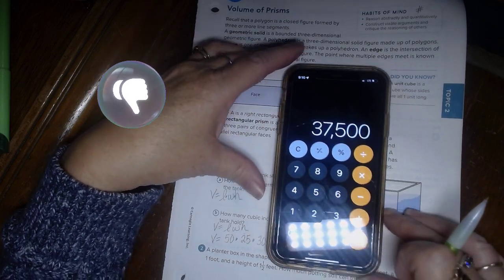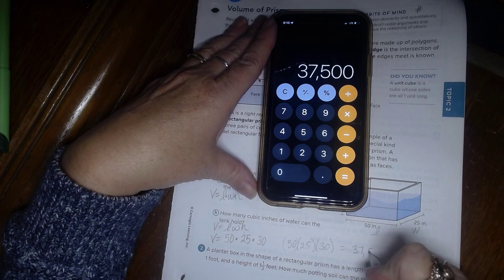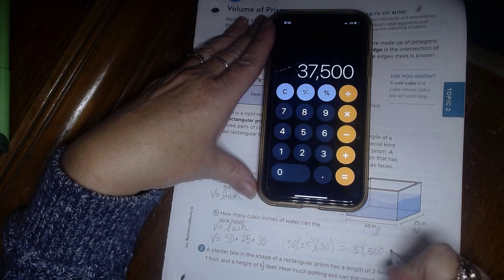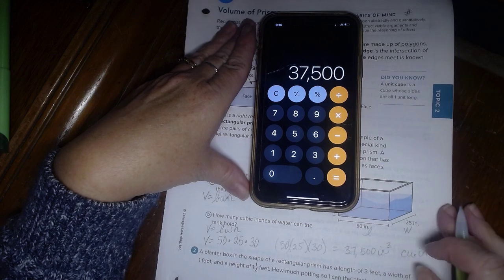So 37,500. Our volume equals 37,500 inches cubed, or cubic inches. Either way you can write that.